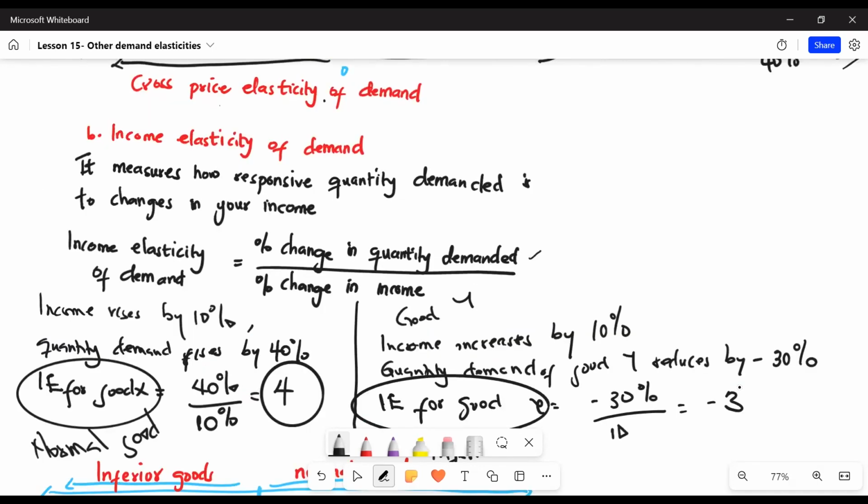So this is all we have for our lesson on other demand elasticities. Our next lesson will be on price elasticity of supply.